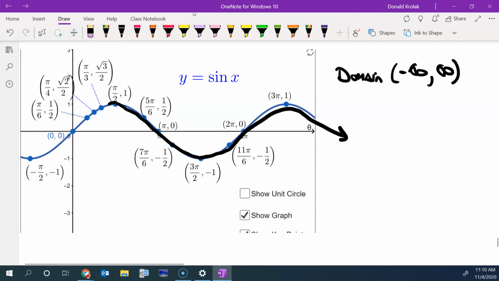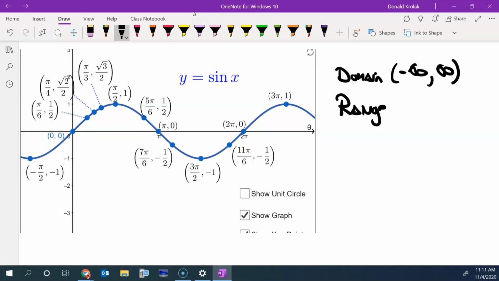Okay, what's the range? So how do we find the range of that function? What do you look at to get the range? Not the x, the y coordinates. Okay, so by looking at the y coordinates, what's the range of this function?